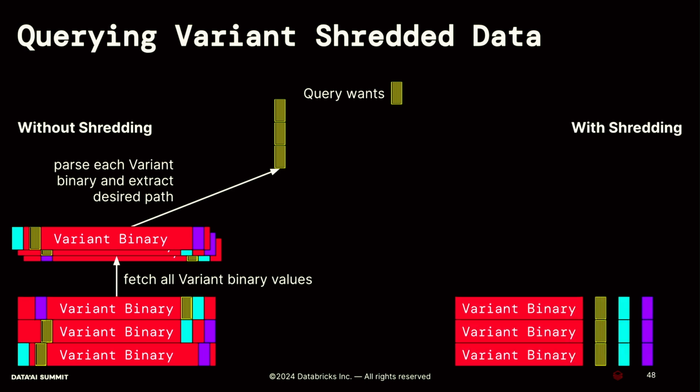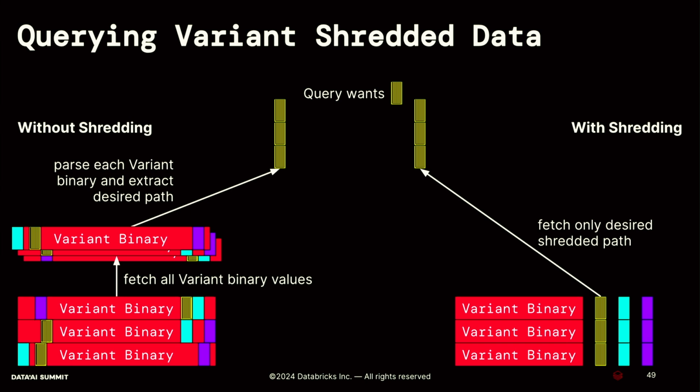With shredding, the files look like this now, and the query still wants the yellow piece of data. In order to get that data from the files, the query only needs to read that single column, already separated out in the right type, and give it up to the query. So this eliminates all the extra I/O required. We only need to read the yellow data and nothing else, and then we don't have to parse or decode anything to give it to the rest of the query engine, since it's already in the correct type. This really highlights how shredding the data for variant can greatly improve the performance and actually match the performance of fully structured relational data.